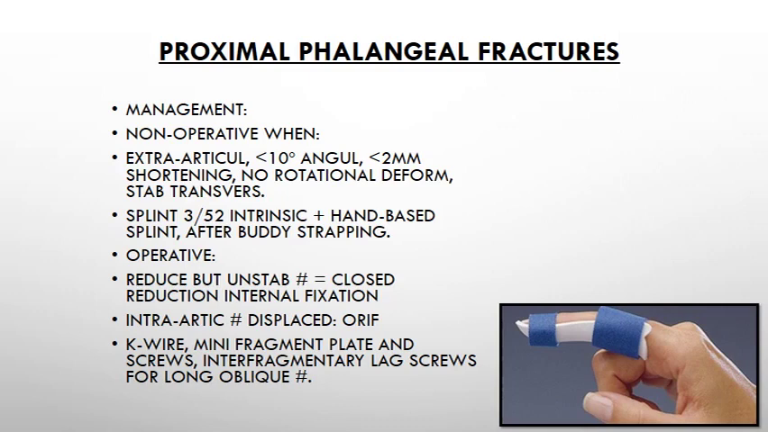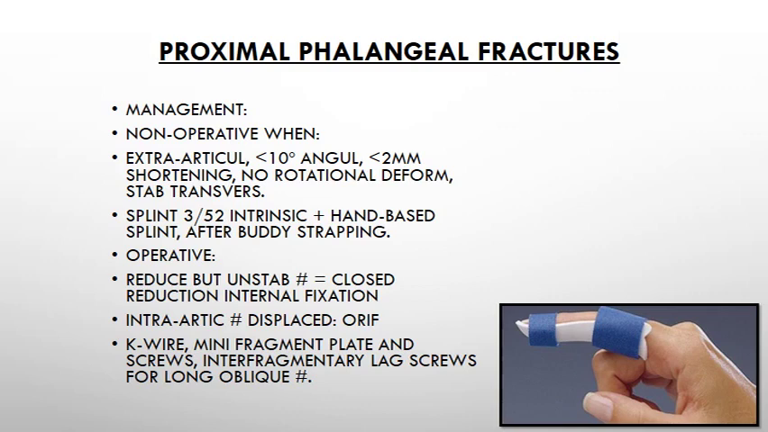When considering the management options for proximal phalangeal fractures, non-operative is when there is less than 10 degrees of angulation and less than 2 millimeters of shortening, with no rotational deformity present, and it is not into a joint, it's extra-articular. Also, when it is a stable transverse pattern fracture, then a non-operative approach can be done.